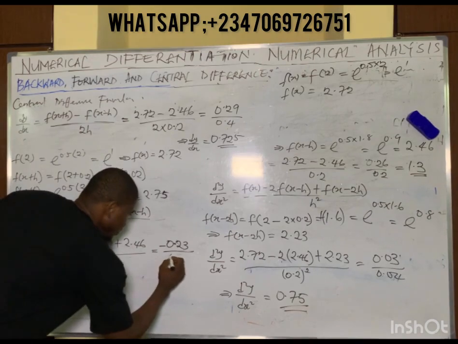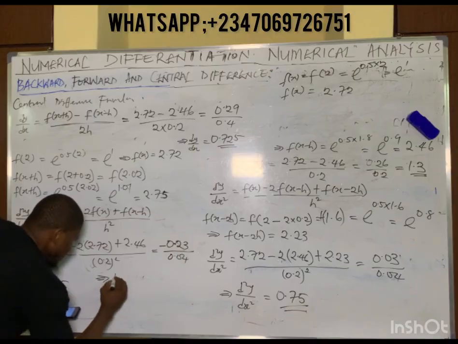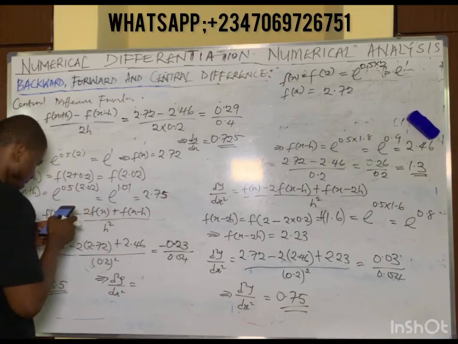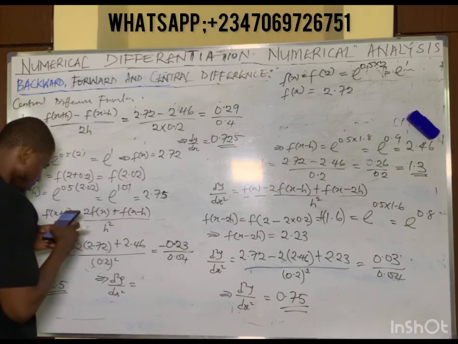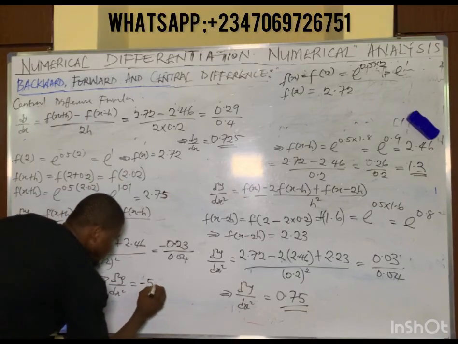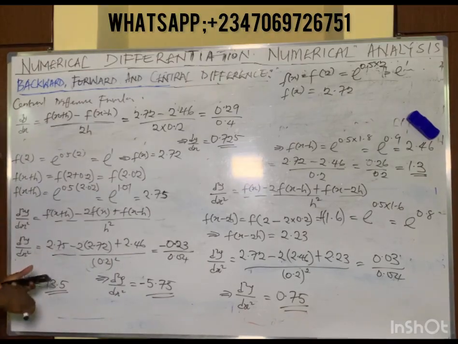That's 0.04. So using the central difference formula, d squared y over dx squared is going to be equal to negative 0.23 divided by 0.04. That gives us negative 5.75. And that becomes the final answer to the given question.